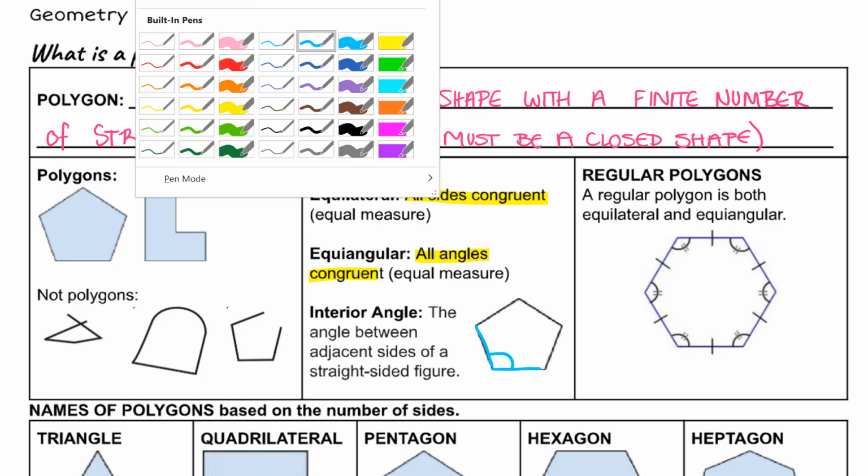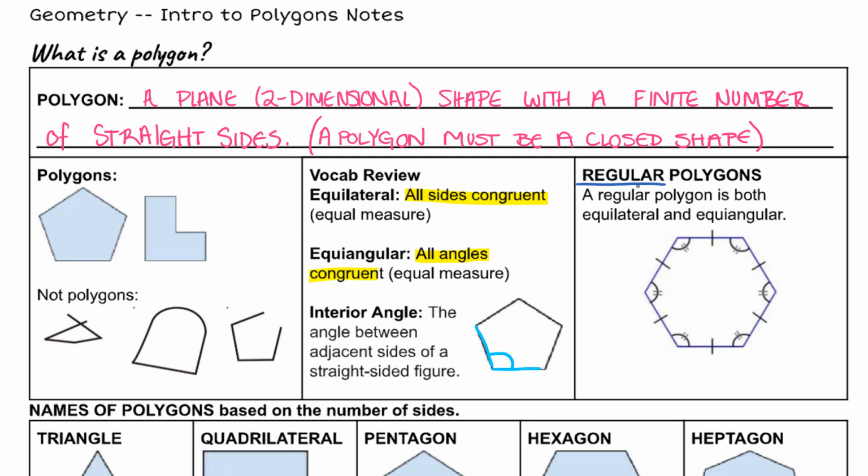There's a word we use a lot. It's a type of polygon, and it's a regular polygon. A regular polygon is both equilateral and equiangular. And so that's very important to remember. A regular polygon is both equilateral, has all the same side lengths, and equiangular, all the same angle measures.